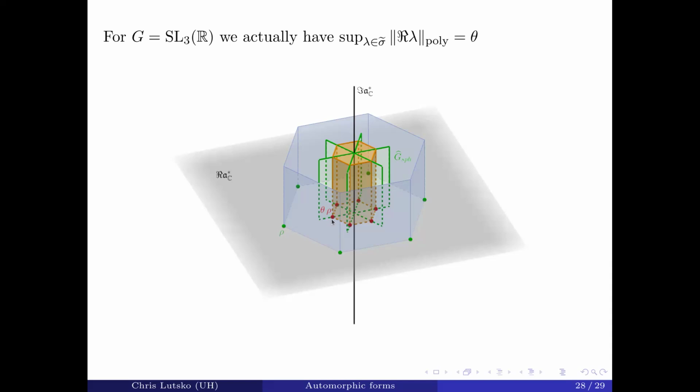And then you can start to do more things with this. For example, for SL3R, just because of the way some of these transformations are set up, we were able to conclude that there is a point on the boundary of this orange polygon which actually has real part given by phi by pizza. So maybe I'll stop there and see if there are any questions.